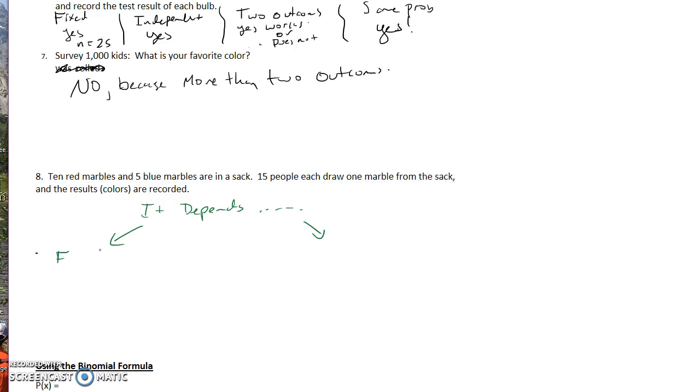Let's go through. If we do this with replacement, if I put the marbles back in the bag, there are a fixed number of trials. There are 15. They are independent, right, because I'm putting the marbles back in. There are 2 outcomes, right? You're either getting red or blue. And it is the same probability every time because you're putting the marbles back. So if it is with replacement, the answer is yes. If it's without, then the answer is no.